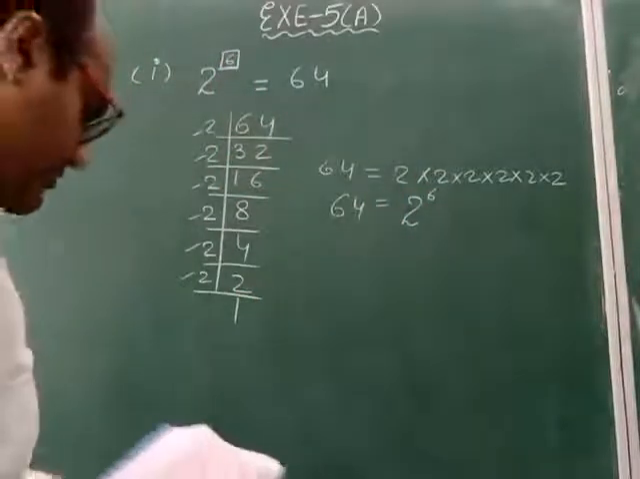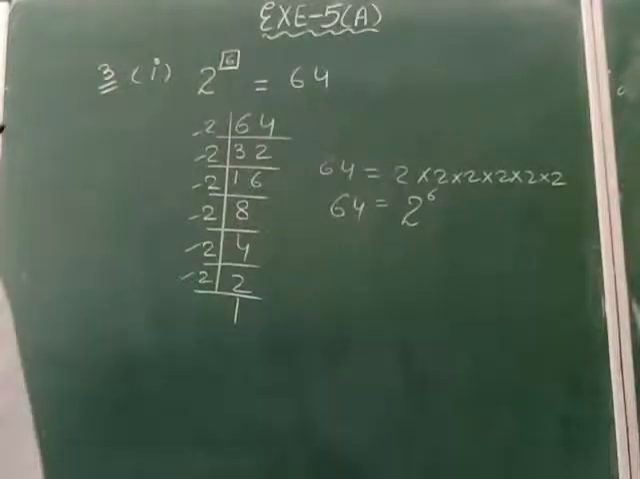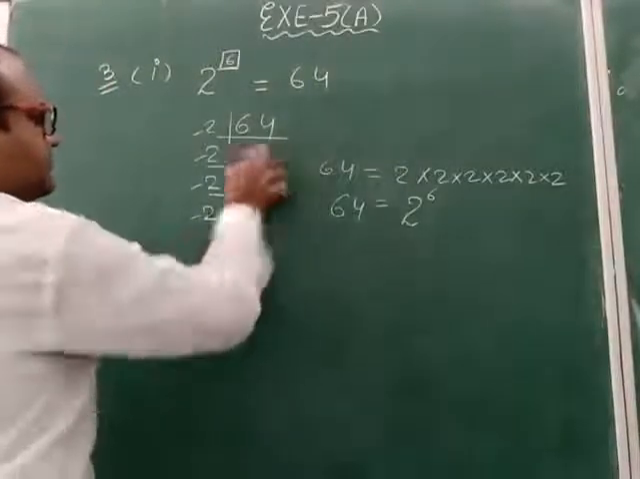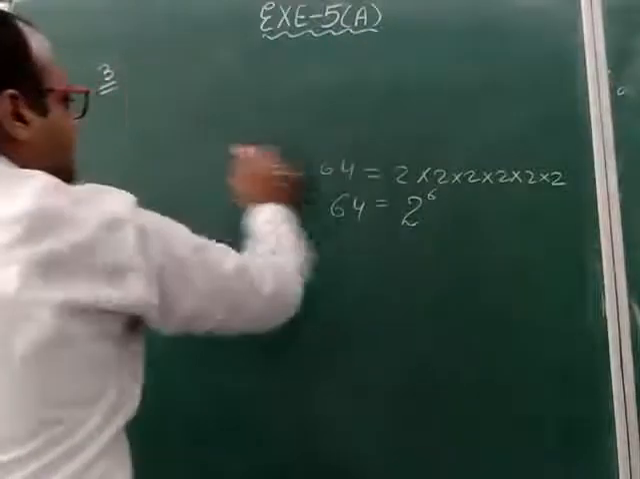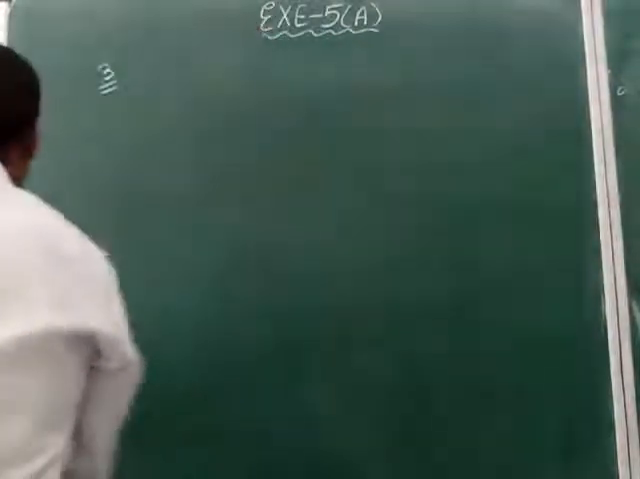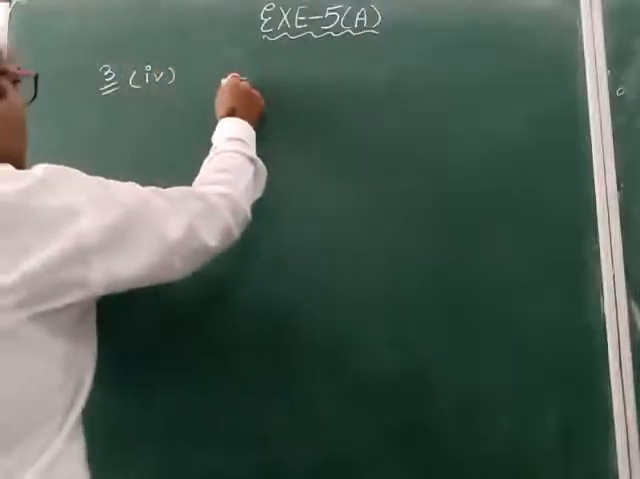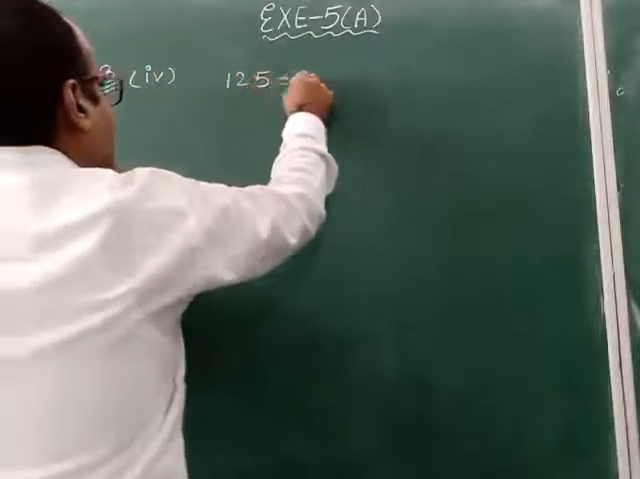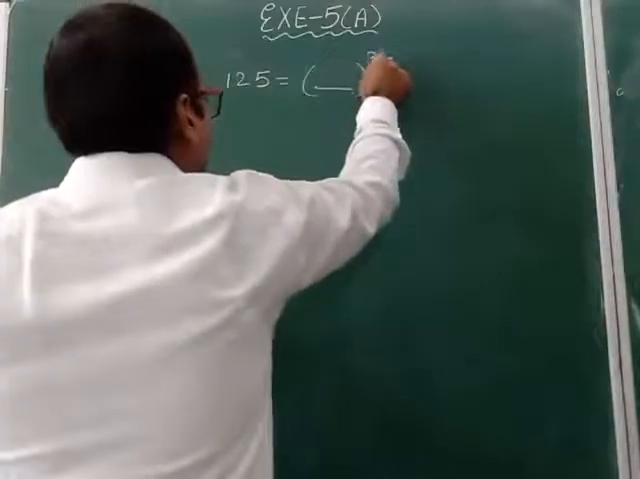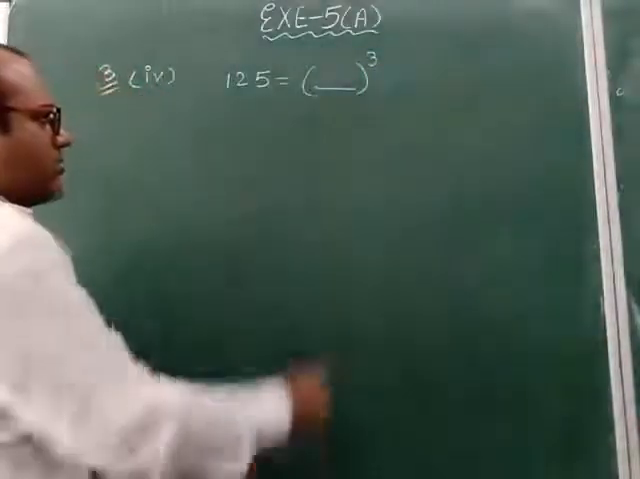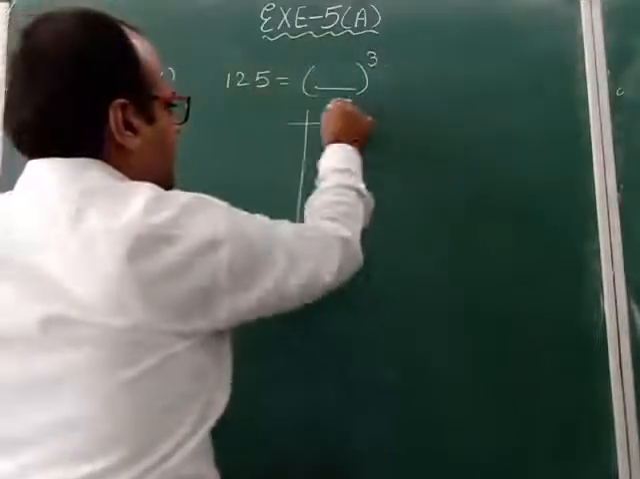Now see another part, number 4. Fourth part, 125 equals dash power 3. So first of all we will do the same work. We will take the prime factors of 125.